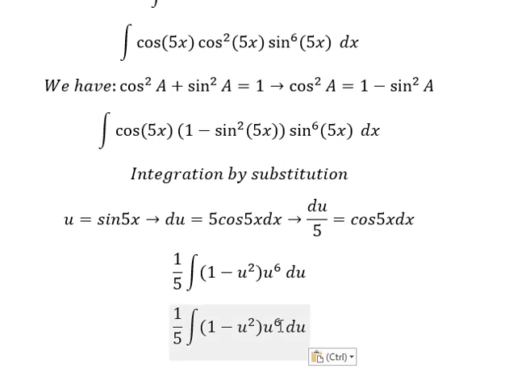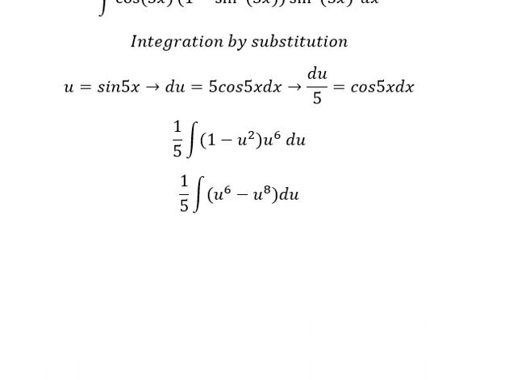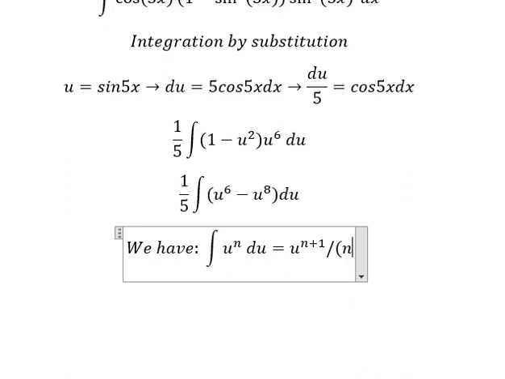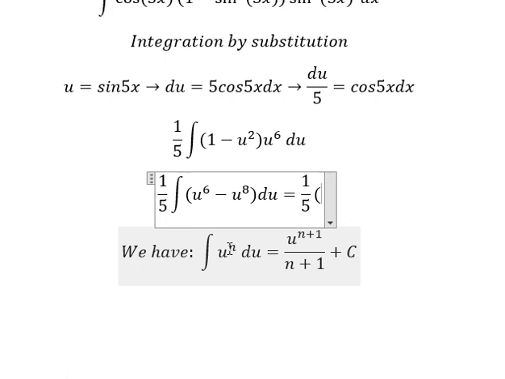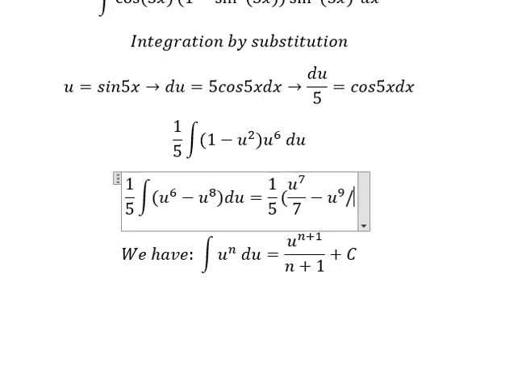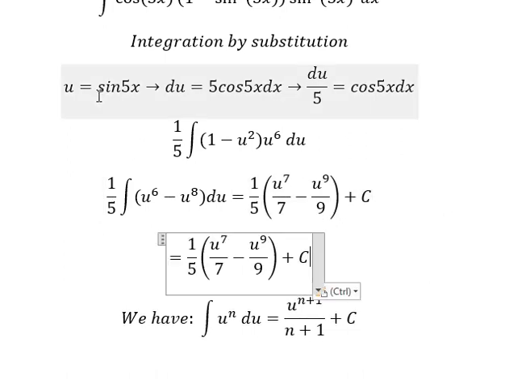Next, u to the power of 6 multiplied by u squared and number 1. And now we have the formula in here. So we put number 6 going here. So 6 plus number 1, we have number 7. The next one is number 9. About u, that is sine 5x.